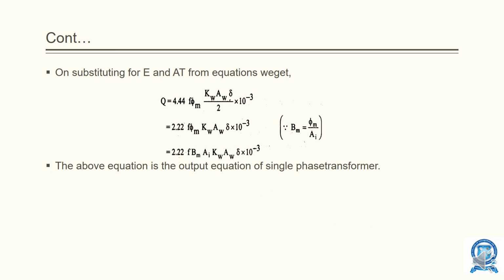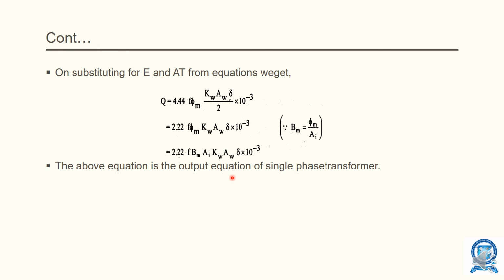I'm getting AT into ET into 10 to the power minus 3. On substituting E and AT in the equation, I am getting that Q is equal to 2.22 f Bm Ai Kw Aw del into 10 to the power minus 3. This equation we call the output equation of a single phase transformer. So the output equation of the transformer is Q equal to 2.22 f Bm Ai Kw Aw del into 10 to the power minus 3.